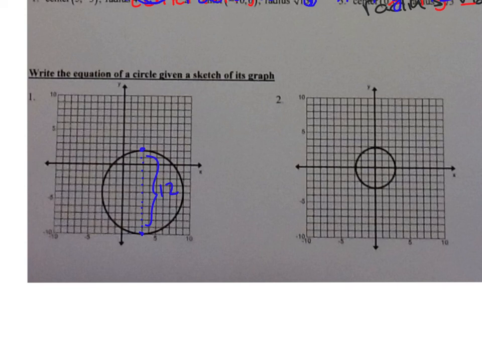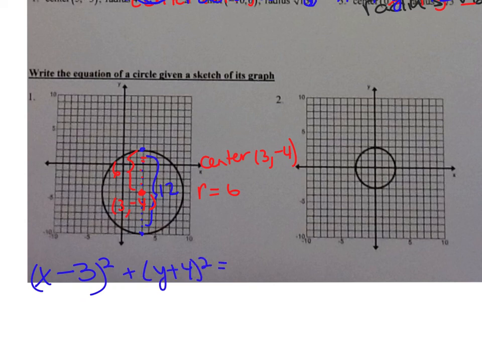So count 6, and that'll give you your center. 1, 2, 3, 4, 5, 6. So my radius is 6, and my center, this point right here, is (3, negative 4). So my equation will be (x minus 3) squared plus (y plus 4) squared is equal to 6 squared, which is 36. Okay, so let's take a look at number 2.